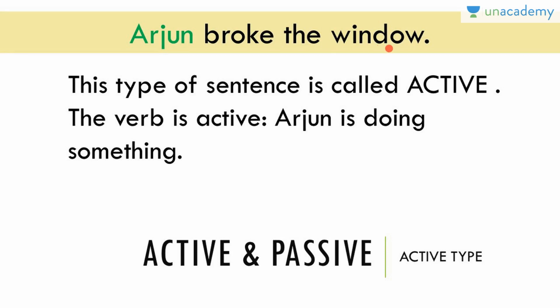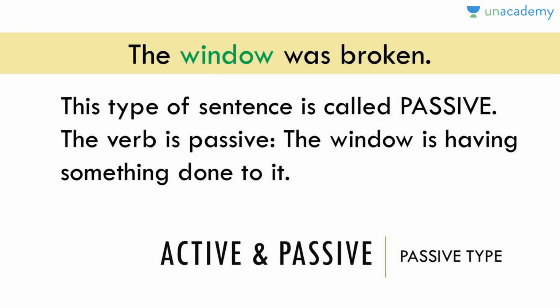So "Arjun broke the window" was an active voice kind of sentence. In this type of sentence, you will see that the verb is active. You see that Arjun is breaking the window, right? Arjun broke the window, so you're actively seeing the verb here. Now we look at the passive type of sentence. In this type of sentence, "the window was broken," the verb is actually passive. The window is having something done to it, and it is the subject. So it is being broken, right? So that's a passive kind of sentence.